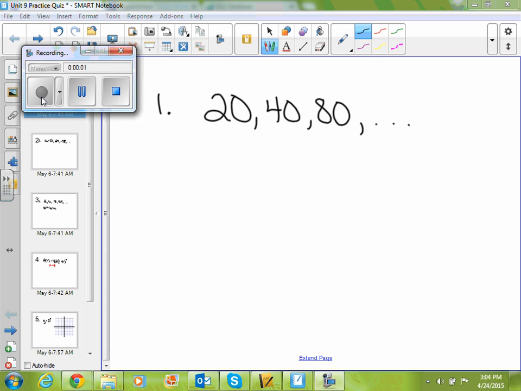What does number 1 ask us to do? Okay. So in order to do that, I have to establish my pattern. Remember, with geometric sequences, you're always multiplying or dividing. Okay, so to get from 20 to 40, I multiply by 2. 40 to 80, I multiply by 2. So that's my pattern. So in order to find my next 3 terms, I have to do that 3 more times.